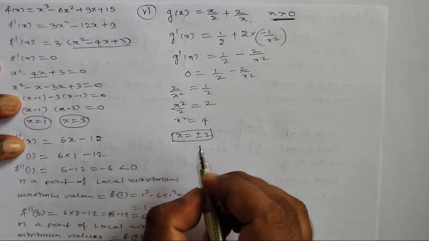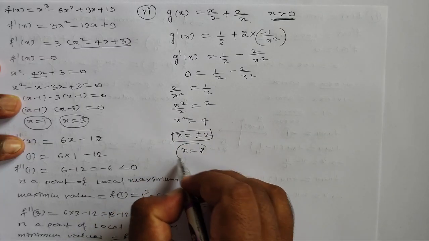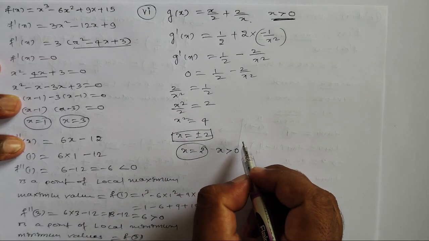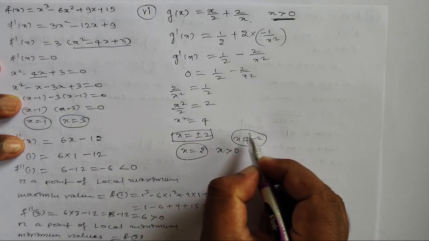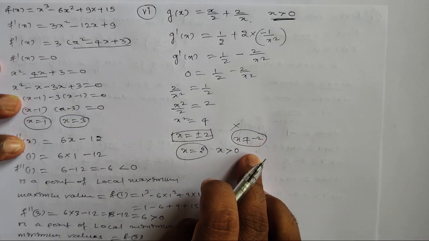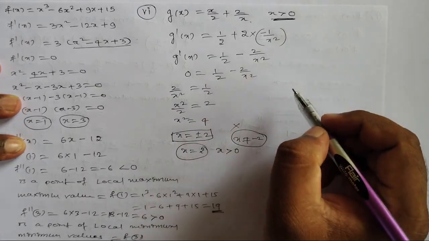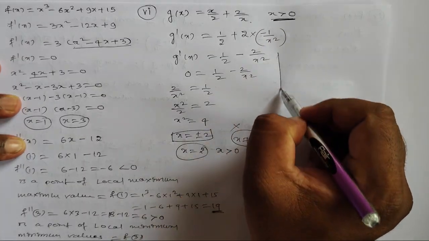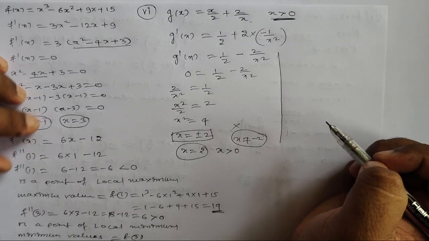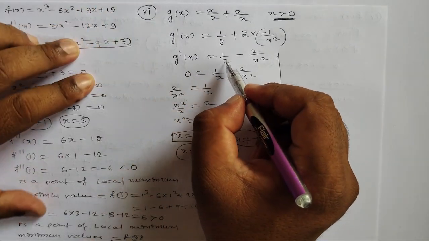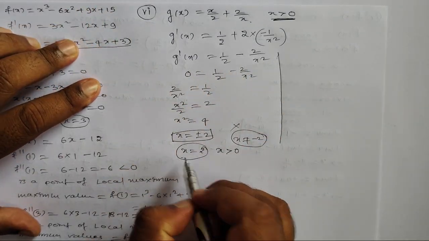So only will take x is equal to 2. Why? x is greater than 0, but x is not equal to minus 2. Okay, so right, minus 2 ತೊಳಗೆ ಬರಂಗಿಲ್ಲ, ಓನ್ಲಿ x ವ್ಯಾಲ್ಯೂ 2 ತೊಳಗೆ ಬರುತ್ತೆ. ಯಾಕಂದ್ರೆ ಫಸ್ಟಿಗೆ ಹೇಳಿದಾನೆ, ಏನಂತ ಹೇಳಿದಾನೆ ಅವನು? x is greater than 0 ಅಂತ ಹೇಳಿದಾನೆ, right? So next, so already g dash of x is equal to 1 by 2 minus 2 by x square, so only x is equal to 2 value.